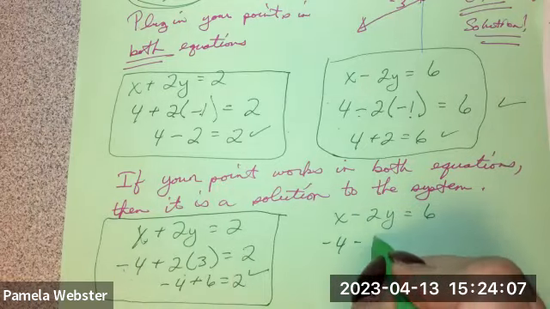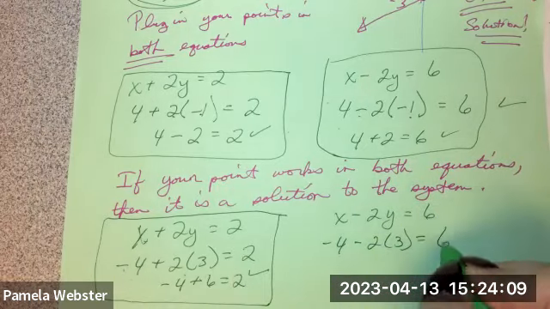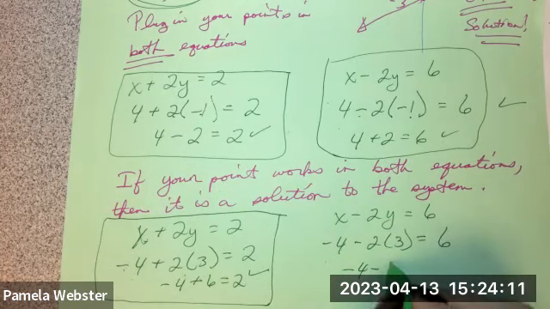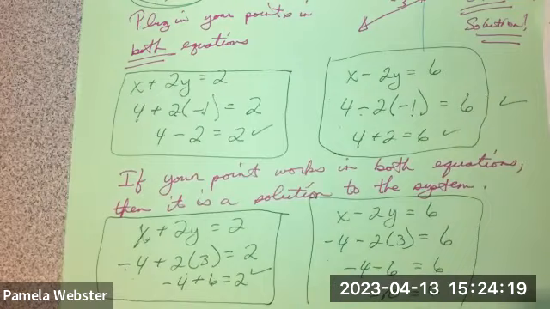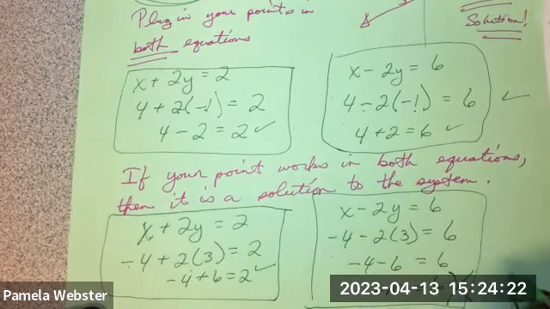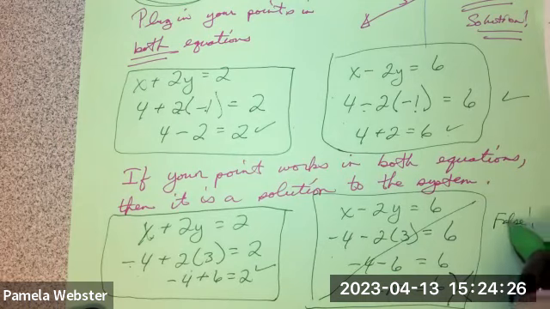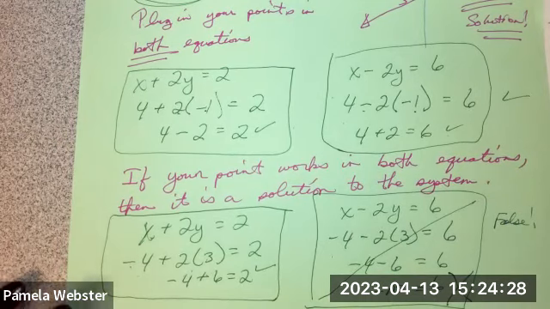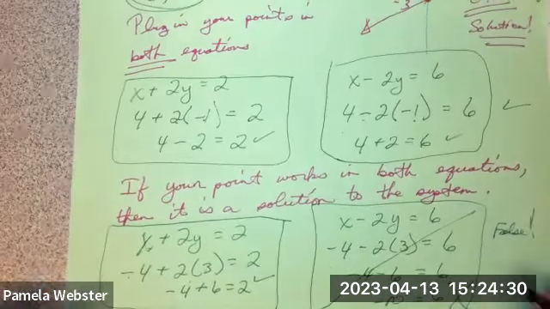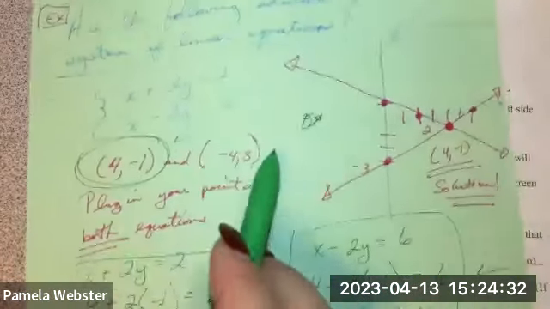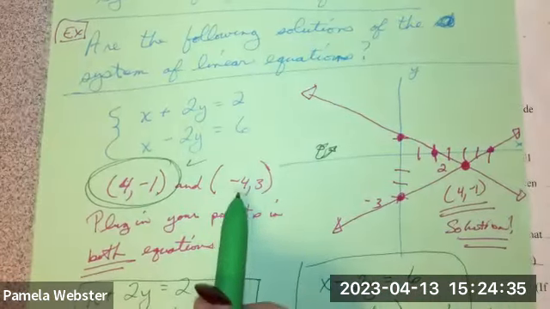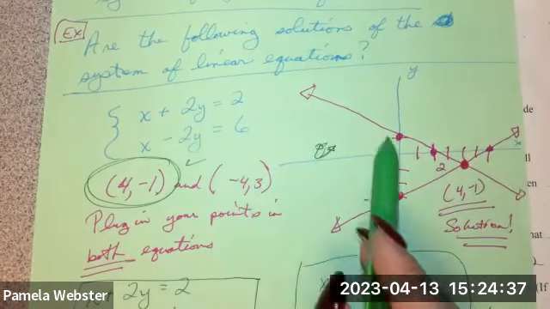-4 minus 2 times 3 equals 6. Well, that's -4 minus 6. Well, hang on a second. -4 minus 6 is -10. Okay, so does -10 equal 6? No. So this guy is false. Okay, all the others were okay, which tells me this point -4, 3 actually works on that first equation that I drew, this one right here.